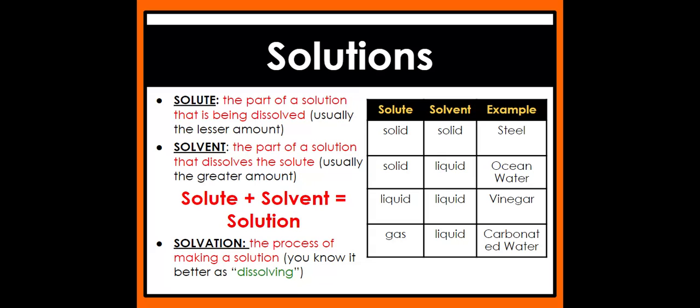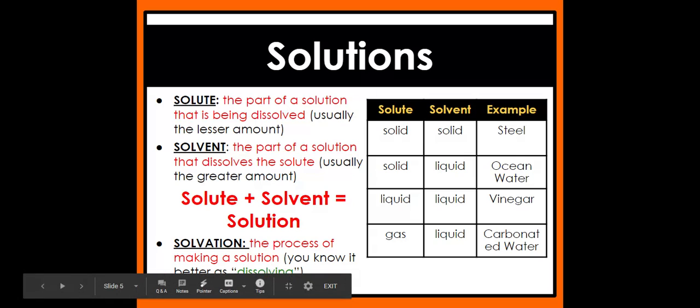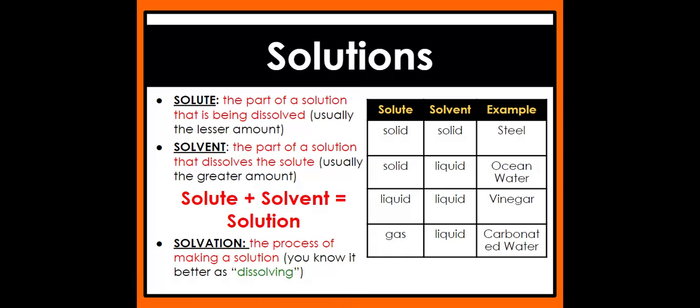Okay, so what are solutes and solvents? Solutes are the part of a solution that's being dissolved. Usually you have less of this. A solvent is the part of a solution that dissolves the solute. Usually you have more of this. Okay, a solute and a solvent together equals a solution.